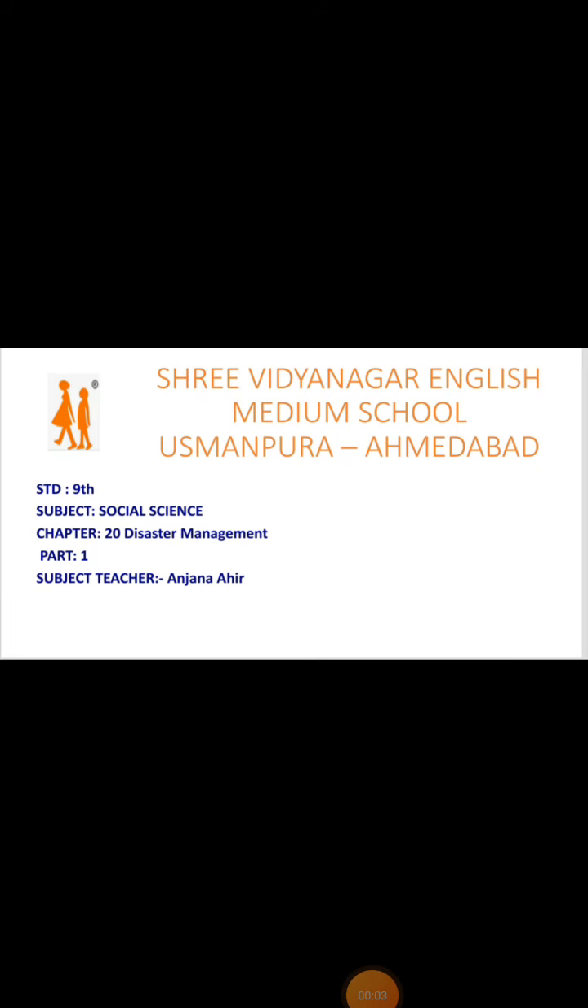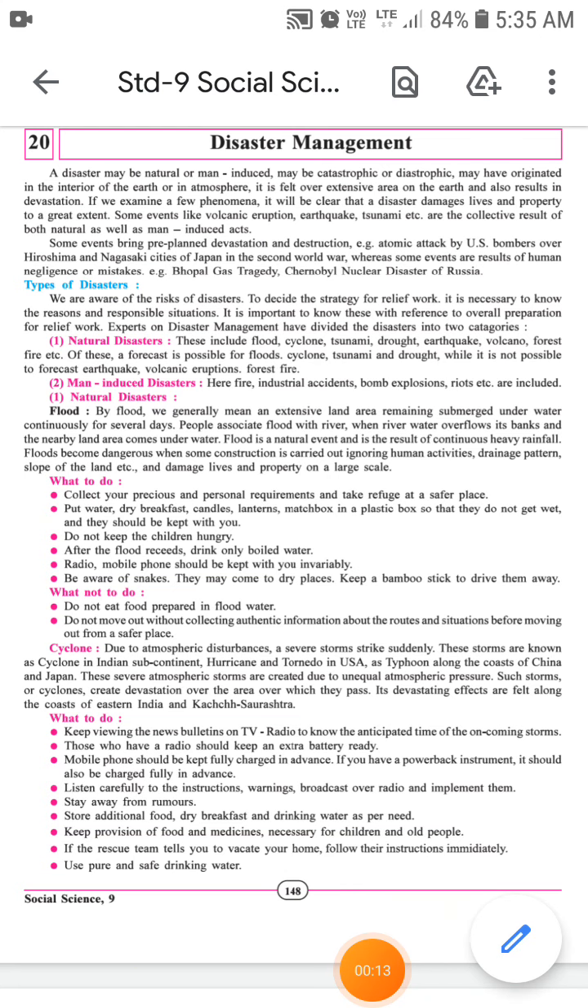Good morning, students. Today we are going to study chapter 20 of social science, that is disaster management. Chapter 20, disaster management. A disaster may be natural or man induced.